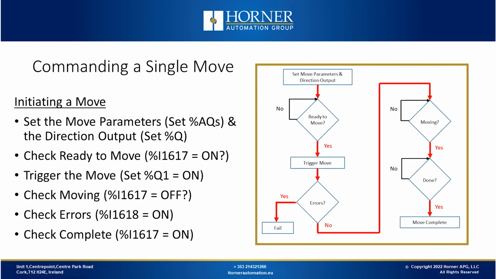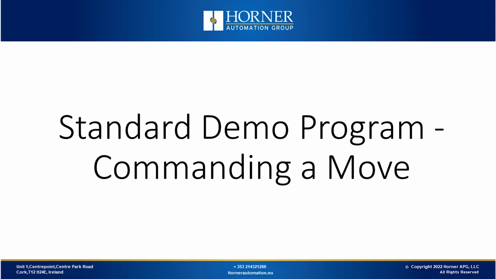Next, we check to see if we're ready to move. So if %I1617 is on, we can trigger the move by turning on Q1. After we've triggered Q1, we can check to see if %I1617 turns off. If it does, it means we're moving, and if at any point we see %I1618 on, we know we have an error. But if it remains off, then we're waiting for %I1617 to turn back on again, so we know that our move is complete. Let's look at a demo program for making all of this happen.